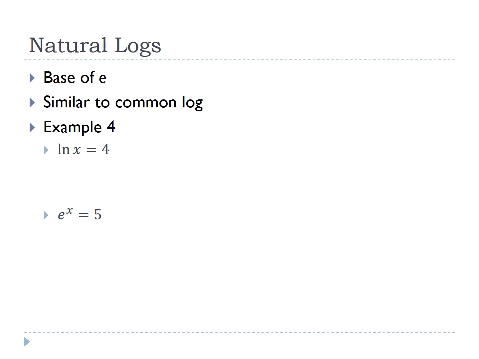Natural logs are logs with a base of e. Everything is going to be the same as the common log, except instead of writing log base e, we write ln. So to rewrite this, remember logs represent exponents. So e to the 4th is equal to x. So we would evaluate that on our calculator, and we get 54.5982.